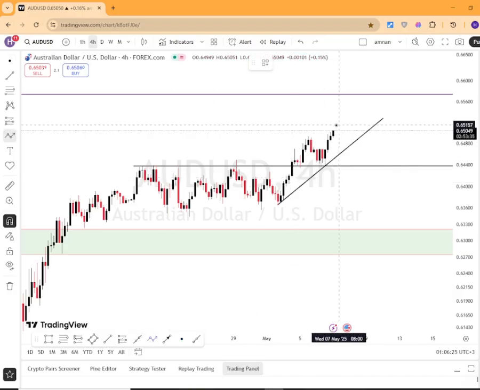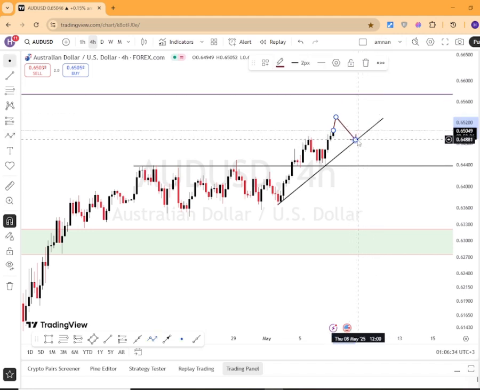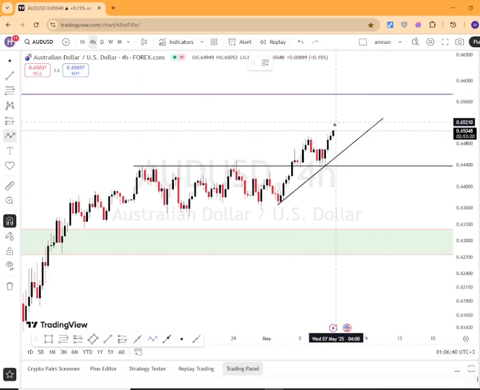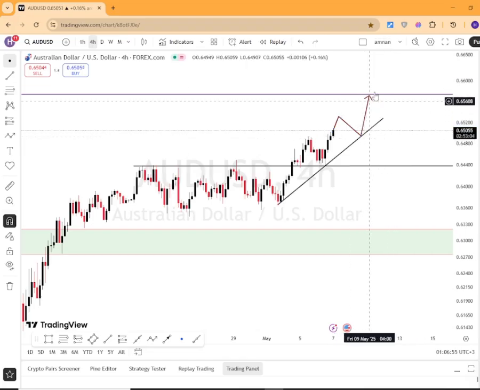So for some people who are not in this trade, maybe I can look for an entry for you. We are expecting this market to come to this point, maybe somewhere here, test here, then go up. Maybe we can enter this trade, but for now, let's wait for the market to touch the trend line so that it can go up here.